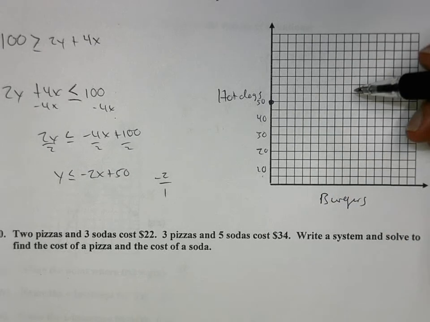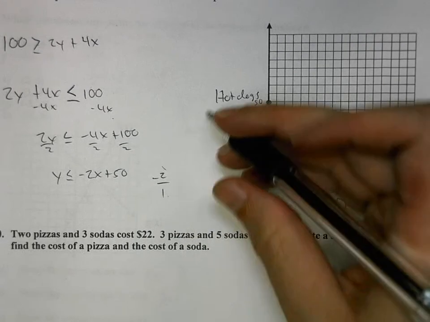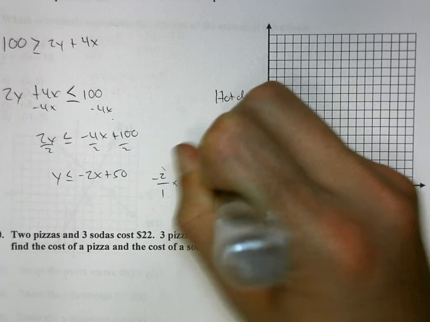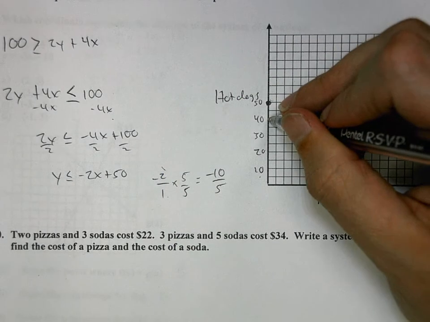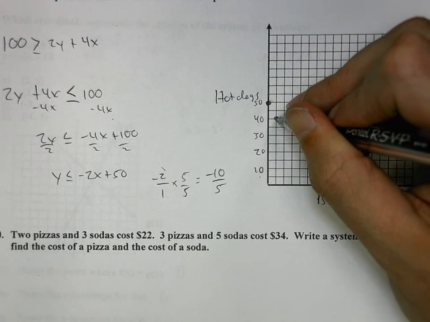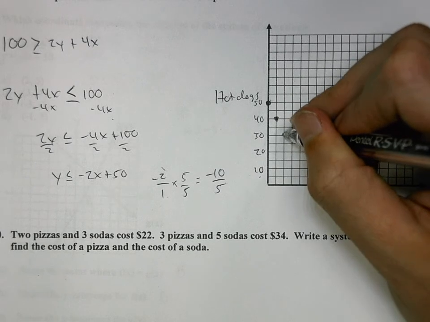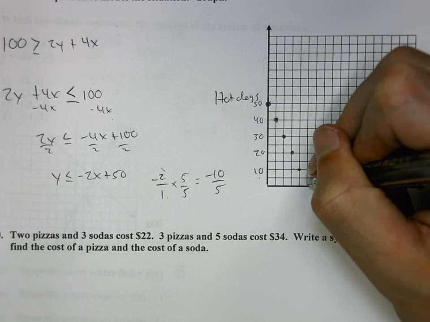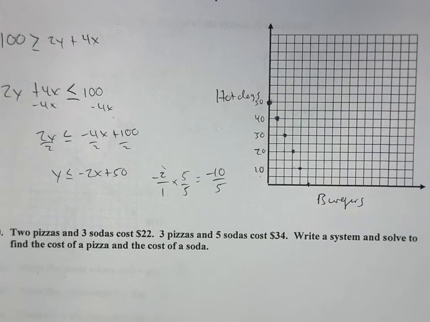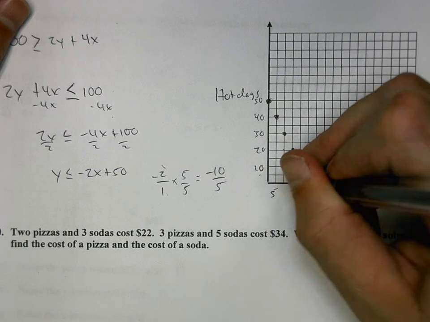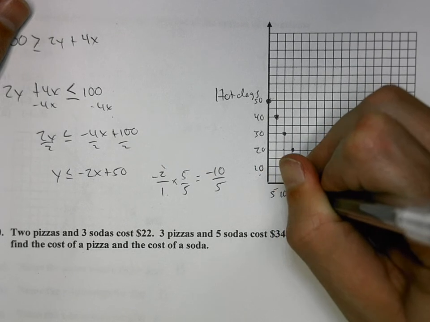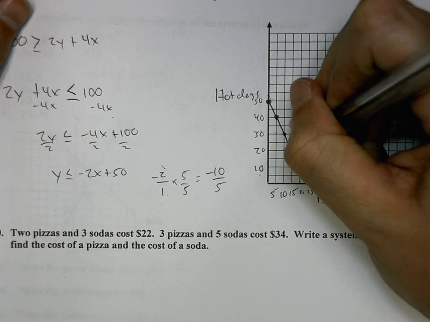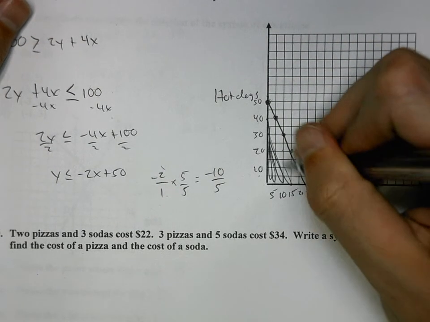So instead of doing down 2 over 1, if I multiply this top and bottom by 5, I get negative 10 over 5. So I go down 10 over 5, down 10 over 5, down 10 over 5, down 10 over 5, down 10 over 5. Okay, because that is literally what the squares are worth. And since you can't spend more, it has to be less than, you shade underneath it.